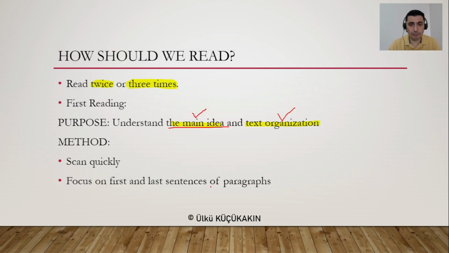And if there are multiple paragraphs, then you need to focus on the first and last sentences of paragraphs, because usually the main idea of a paragraph is given in the first and in the last sentence of that paragraph. All right. So if you read the first sentence and the last sentence of a paragraph, you will understand the main idea. You will understand the text organization. All right. So your method is scanning quickly and concentrating more on the first and the last sentences of each paragraph. All right.